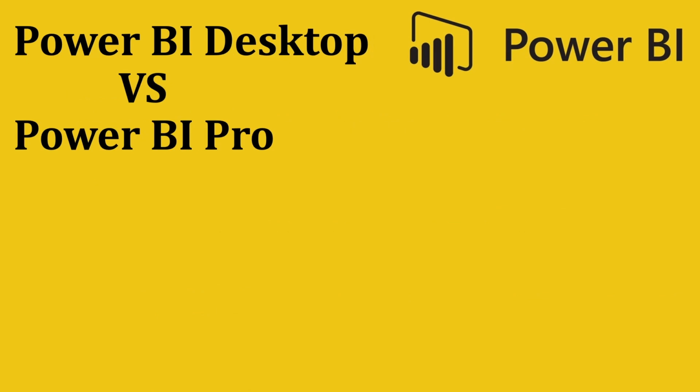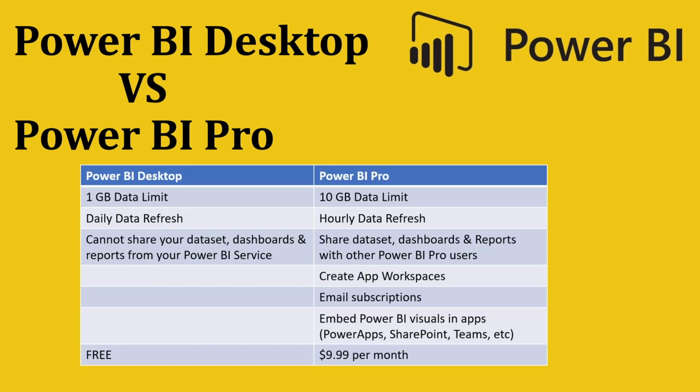So what is the difference between the Power BI Desktop and the Power BI Pro? I'm not going to make this a surprise for you, so I'm just going to throw it in my presentation. These are the differences that you'll see. Please allow me to break it down for you. With the Power BI Desktop version, you are getting 1 GB of data storage against the Pro, in which you will be getting a 10 GB data limit. You have a daily data refresh on your Power BI Desktop. However, with the Power BI Pro, your data is refreshed on an hourly basis.